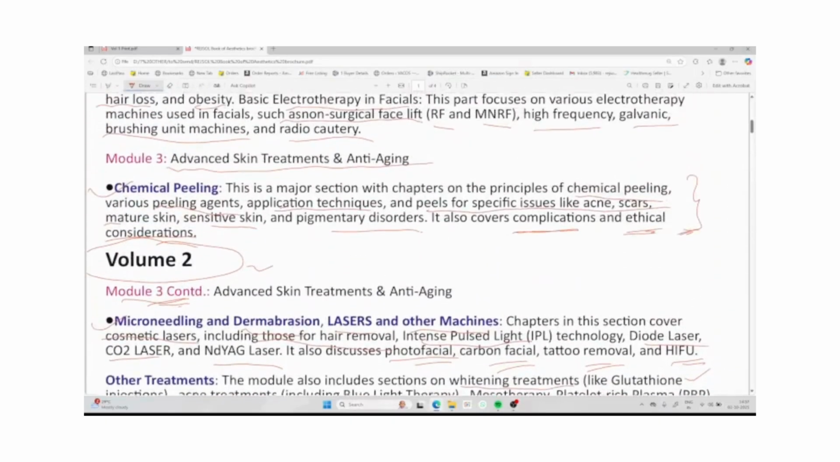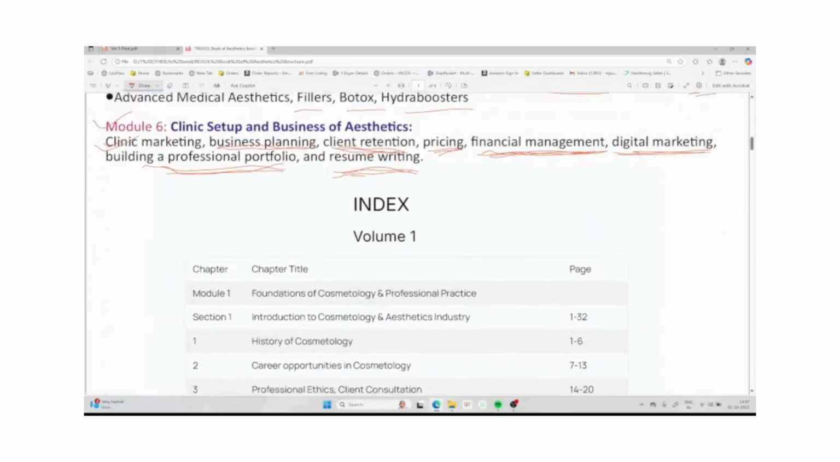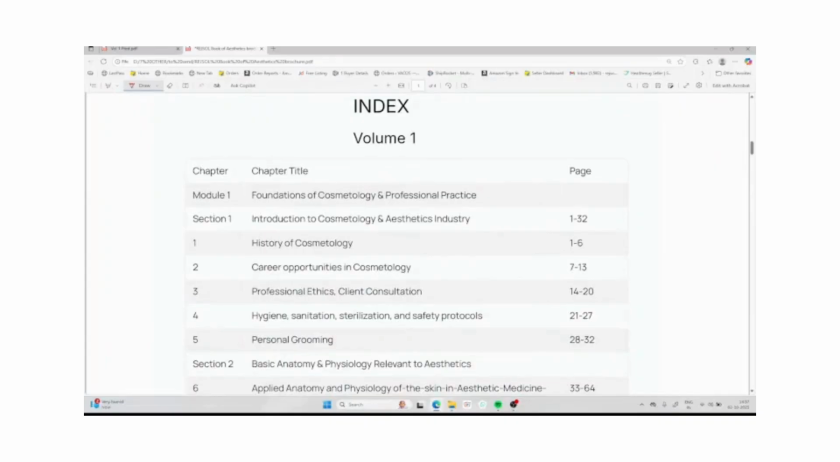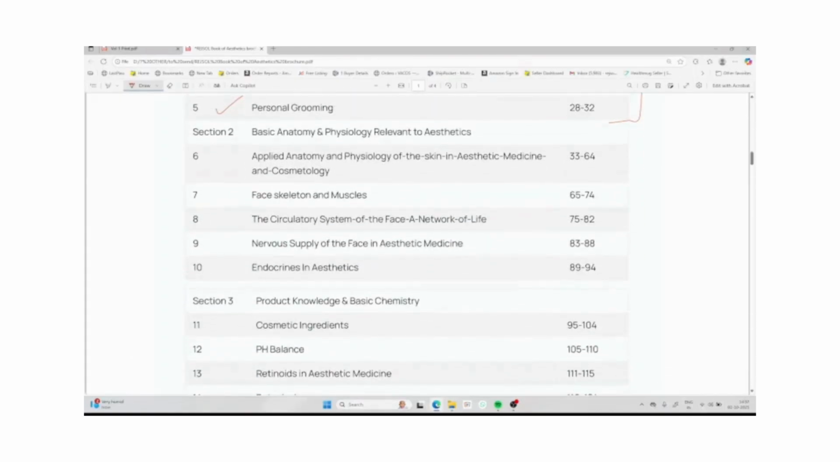So now these are the 6 modules covered in these 2 volumes of all the 136 chapters and 1084 pages. So now we'll see what are the individual chapters. So individual chapters are in section 1 of module 1. It discusses the introduction to the cosmetic industry, history, career opportunities in cosmetology, professional ethics, hygiene, and personal grooming. So from page number 1 to 32 is this much part.